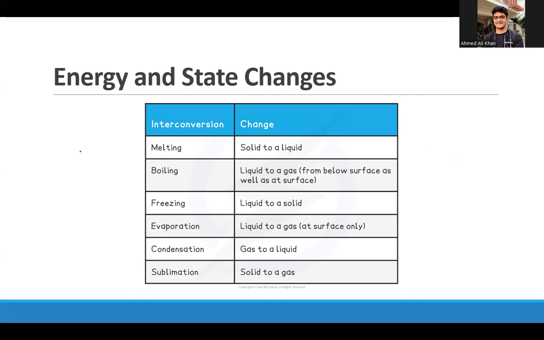So these are the different changes in state. If you start from solids, when a solid turns into liquid, that's called melting. Pretty simple. When liquid turns into a gas, that's called boiling. And when you go in reverse gear, for example, if a gas turns into a liquid, that's called condensation. And then when a liquid turns into a solid, that's called freezing. And when a liquid turns to a gas, that's called evaporation. Okay? But I'll go over the difference between boiling and evaporation. Sublimation जो है, it's the direct change from a solid to a gas.